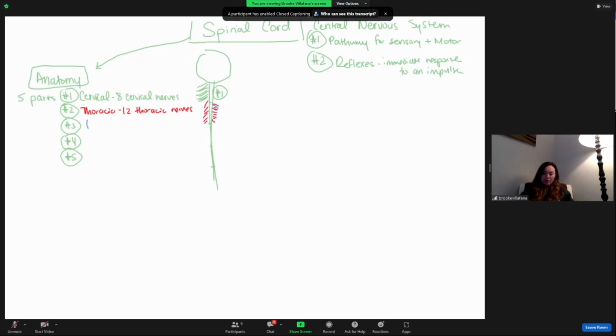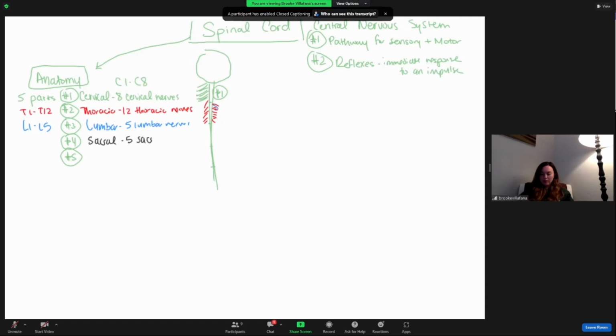Then it's lumbar. Lumbar has 5 lumbar nerves. These are named L1 through L5, T1 through T12, C1 through C8. It's not super complicated, but this stuff will be on the test, so you want to make sure you know it. This is new to you.